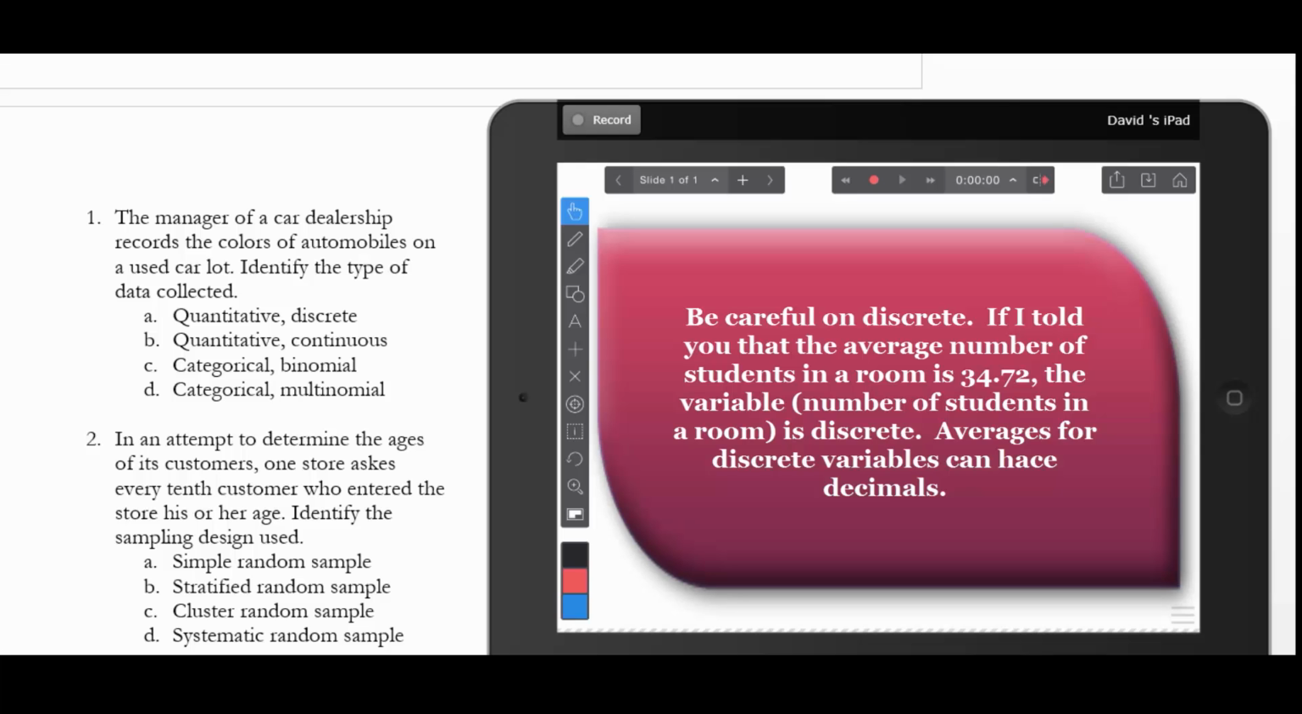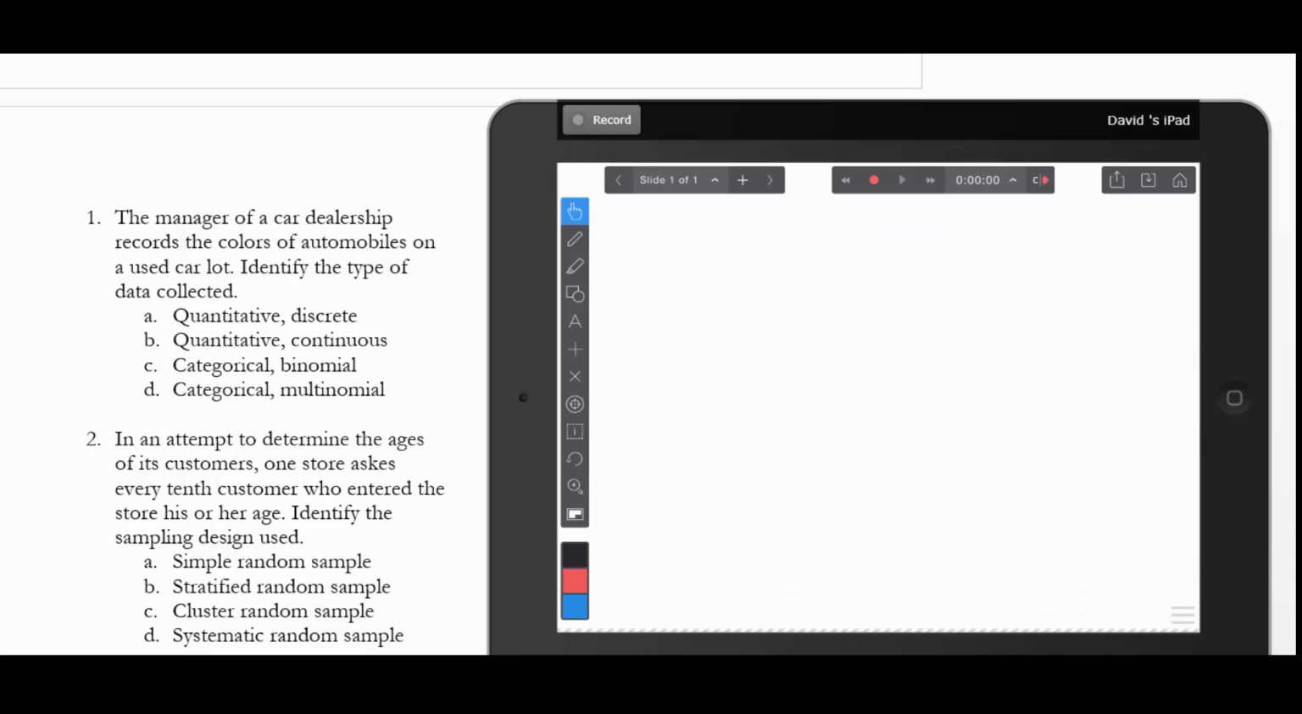Something like weight. You might think about 100 pounds, 101, but you could have things anywhere in between there, 100.0932 or whatever. Even if that's not what you would report, it's a continuous variable if you do that. Okay, and so in the next one, we're asking every 10th customer. So that's a systematic random sample because we have a random start and then select every nth item.